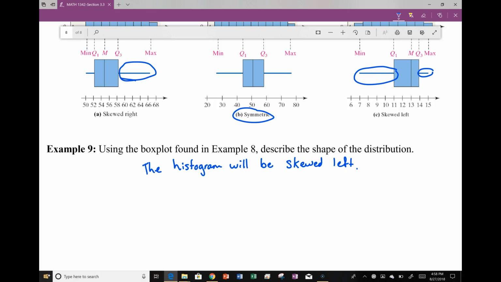Go ahead and practice some of these box plots and identifying or attempting to identify their shape. And then if you have any questions, let me know.